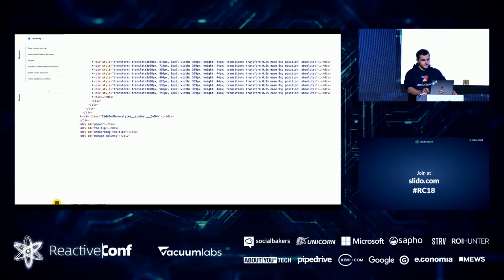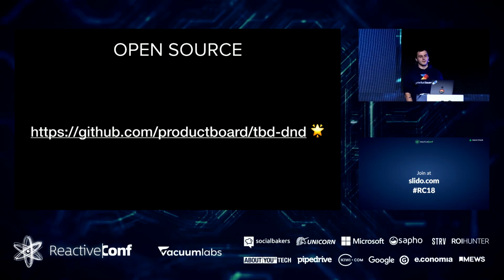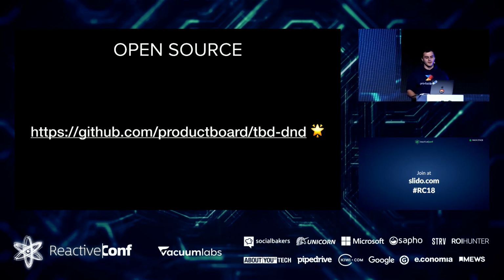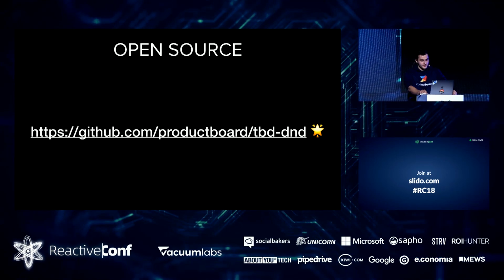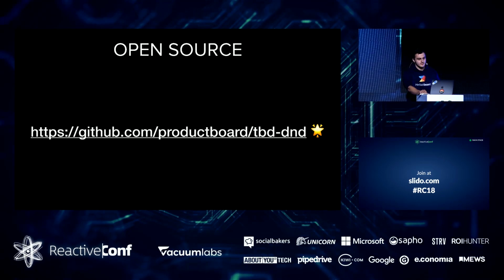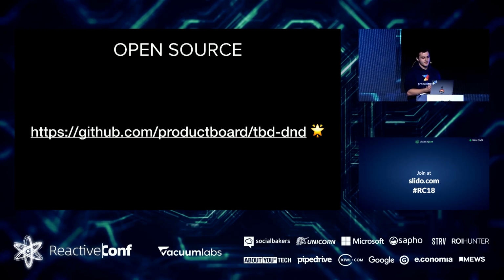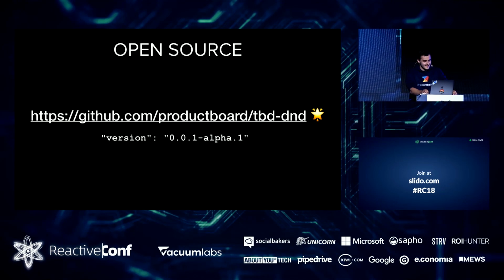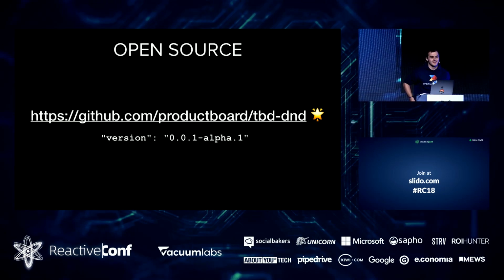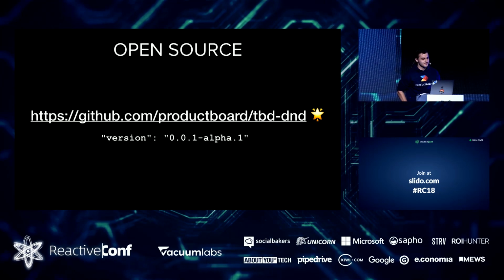At this point, I'm glad to announce that we are open sourcing the library we created. You can find it at github.com/productboard/tbd/dbdnd. Quite a silly name, right? Well, we are at an early stage, but there are some examples and code already, you can check it out.